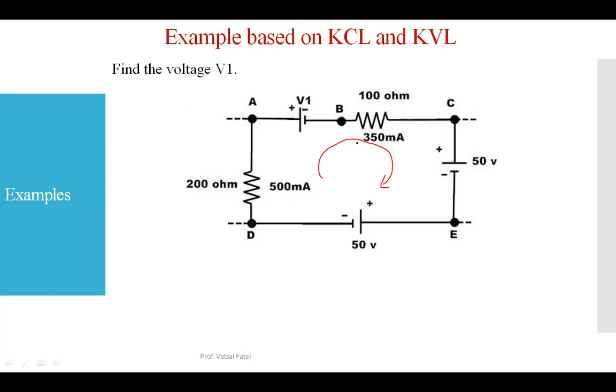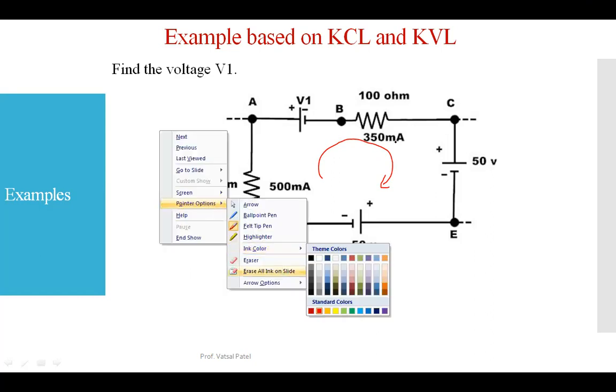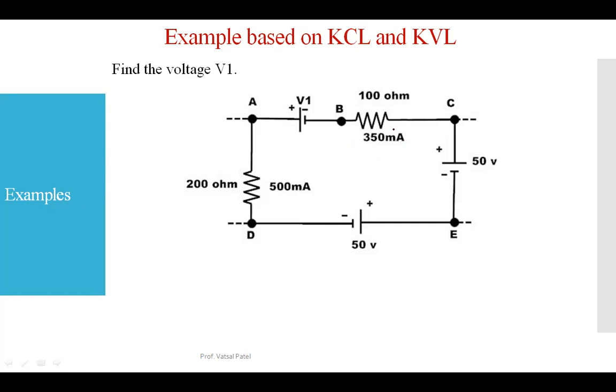There is no issue with writing in this way. But why am I indicating the anti-clockwise direction? The reason is, for any battery source terminal, if you identify it like this, then the current will flow from this battery source like this, from minus to positive.